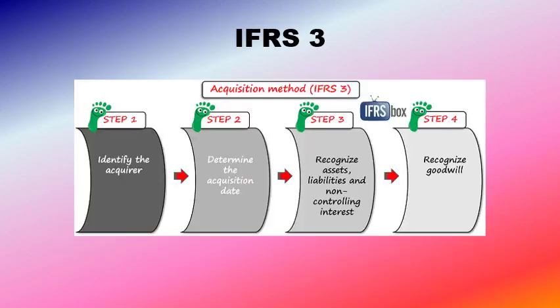IFRS 3 describes what is called the acquisition method. In this method, there are 4 steps that you need to follow to account for the acquisition of an entity. Step 1 is to first identify the one who is acquiring, so the acquirer. What is the acquisition date? And then to start recognizing your assets and liabilities, and then the non-controlling interest if you did not buy 100% of the equity of the company. And the last step is then to recognize the goodwill.